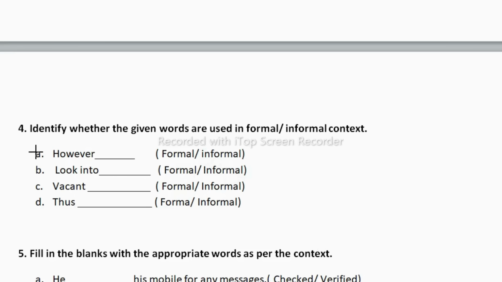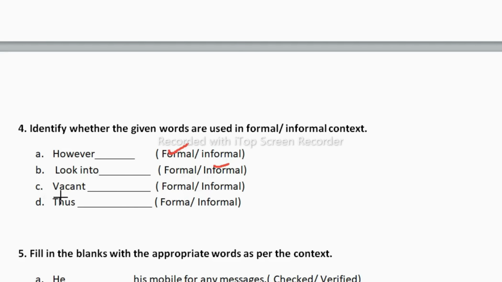So now students, let's do this one. This is from Unit 2, the first vocabulary, formal and informal words. Identify whether the given words are used in a formal or informal context. You should first read and then decide whether it is formal or informal. "However" we usually use as a connective, to connect our sentences. We don't use however in normal life, in informal English, but it is a formal word. Now, "look into" is nothing but to search or investigate something. We use look into in informal language, not formal. If we want a formal word, we use investigate or search, not look into.